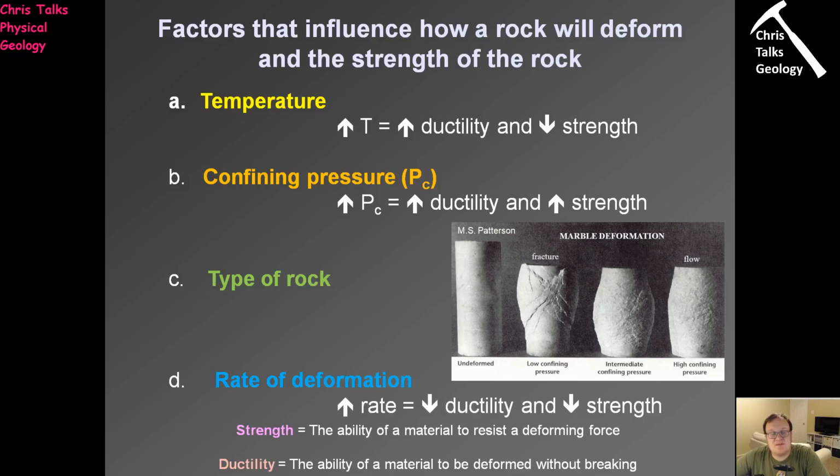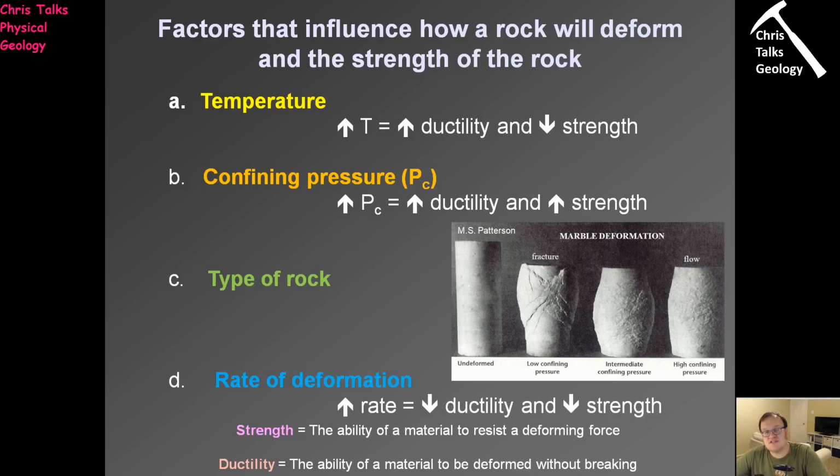Okay, so let's think about the first variable, which is, of course, temperature. If you increase the temperature, 2 things happen. Number 1, ductility increases. That's not a huge shock to anybody, is it? When you warm up materials, they become more malleable. Also, strength decreases. Obviously, because you're heating something up, the material becomes more malleable.